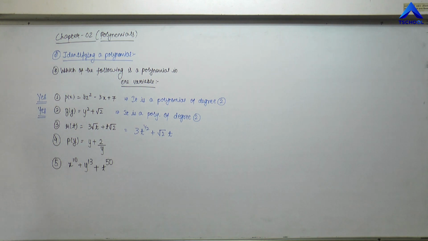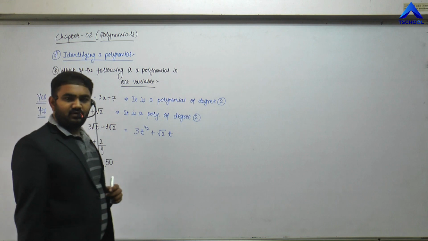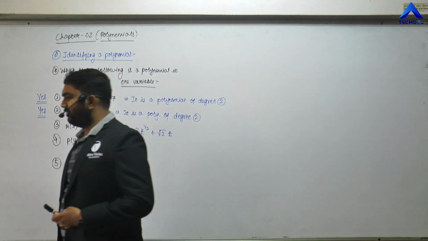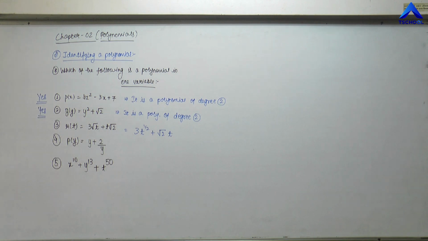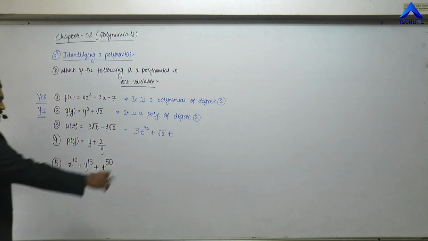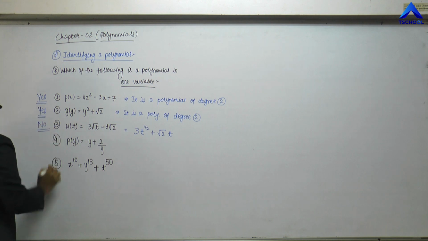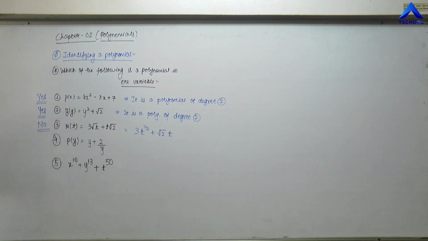So is that a valid polynomial or not, friends? What did I say? That the powers of the variables present in the polynomials must be whole numbers, and this is not a whole number. So no, this is not a polynomial, right?